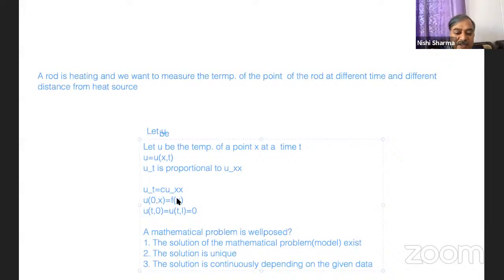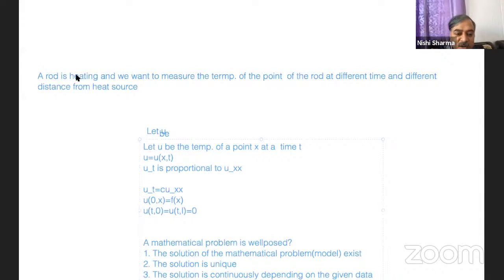What is the given data here? f is known to us. So if we make a small change in f, that will give a small change in u. This thing is clear. So we have a well posed mathematical problem. Now rather than measuring the temperature at different times, we will solve this mathematical problem.